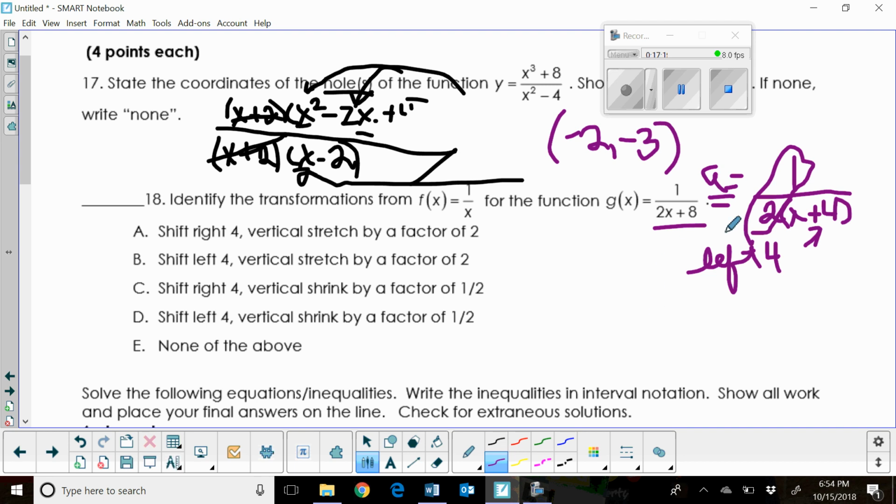Well, anytime a is less than 1, it's shrinking. So I can go over here and say, well, it doesn't stretch, it doesn't stretch. It's either this shrink or this shrink. It's shrinking by a factor of a half, so both of those are right. So I just need to decide on left, right. Well, this one's a left 4. So the answer is D.